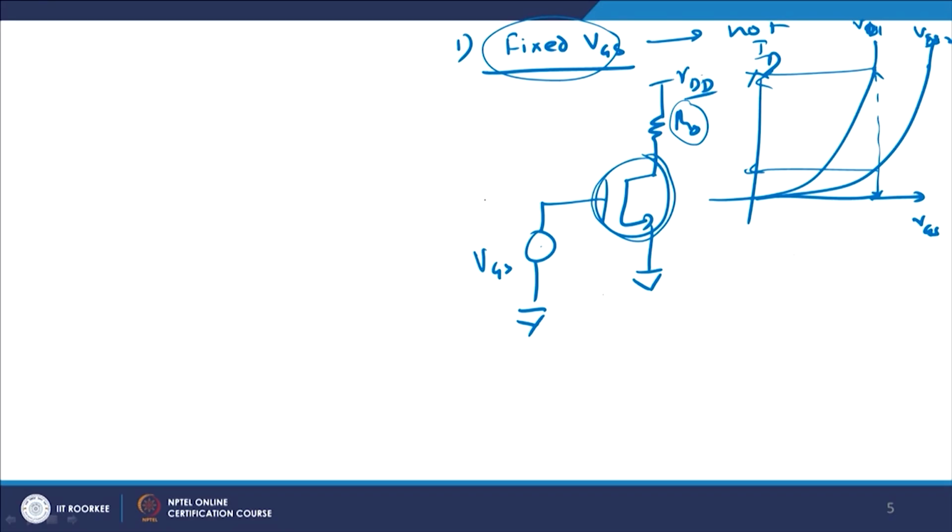The second one which people follow is defined as the source degeneration technique, right. This is the source degeneration technique of biasing.